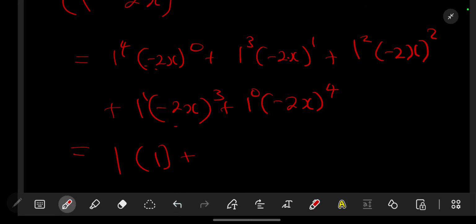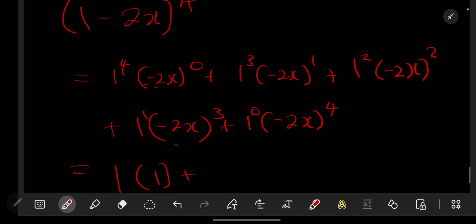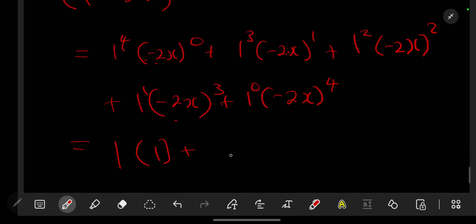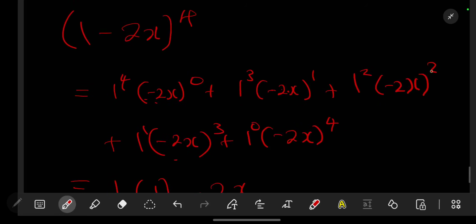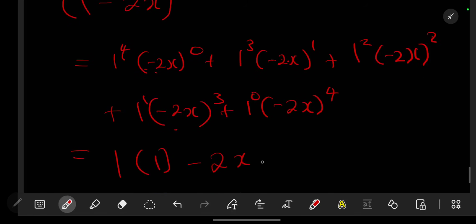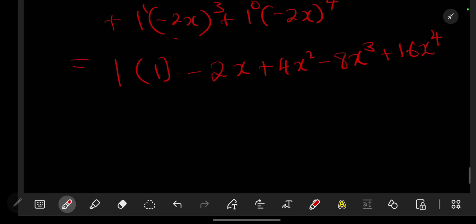So let's stop writing the 1 outside. Negative 2 to the power 1 is negative 2, so we say negative 2x. Negative 2 to the power 2, if it's in brackets, will be positive, so positive 4x squared. Negative 2 to the power 3 will be negative 8x to the power 3. Negative 2 to the power 4 will be 16x to the power of 4, like that.